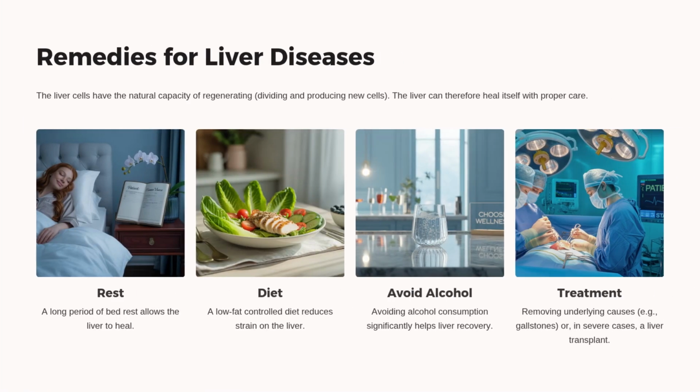Remedies for liver diseases. The liver cells have the natural capacity of regenerating, dividing, and producing new cells. The liver can therefore heal itself with proper care. Rest. A long period of bed rest allows the liver to heal. Diet. A low-fat controlled diet reduces strain on the liver. Avoid alcohol. Avoiding alcohol consumption significantly helps liver recovery. Treatment. Removing underlying causes, e.g., gallstones, or, in severe cases, a liver transplant.